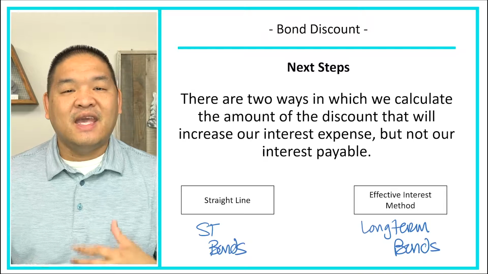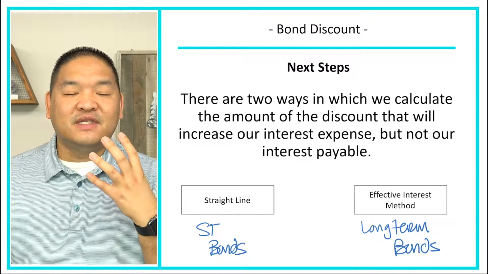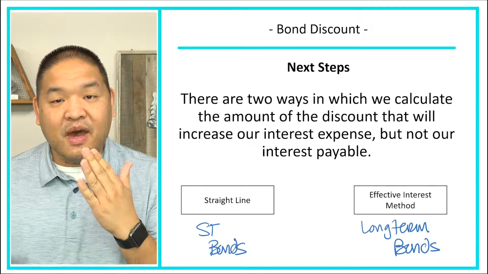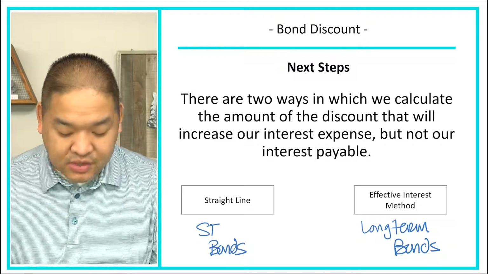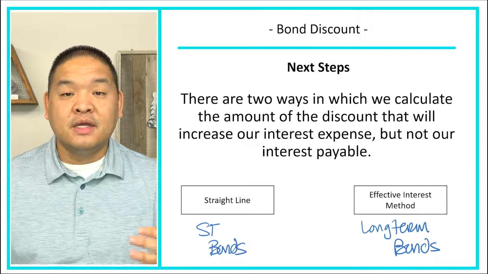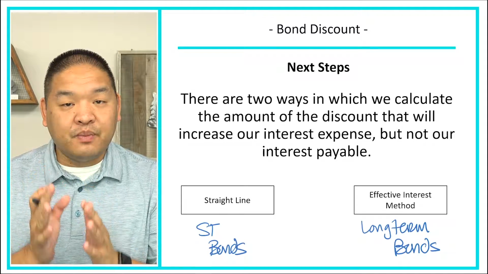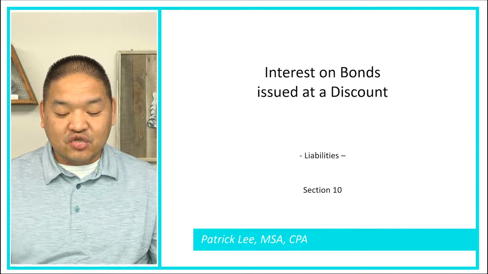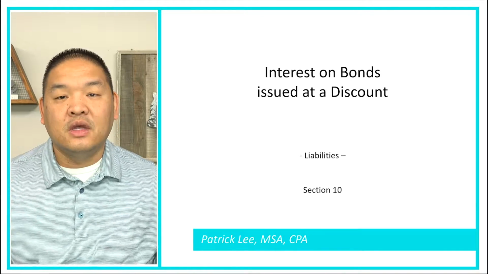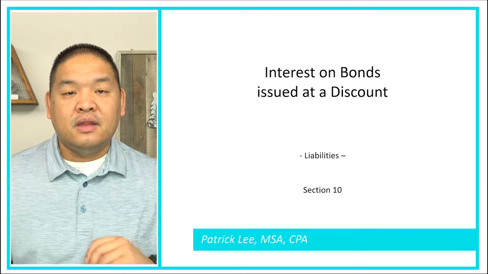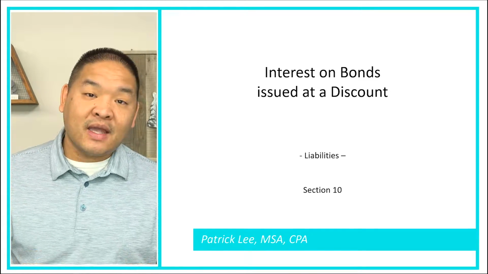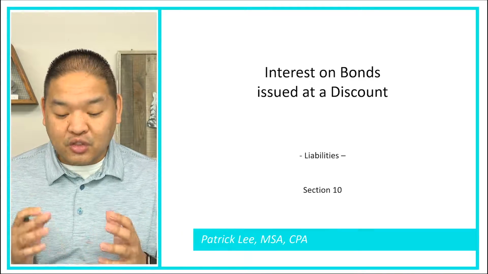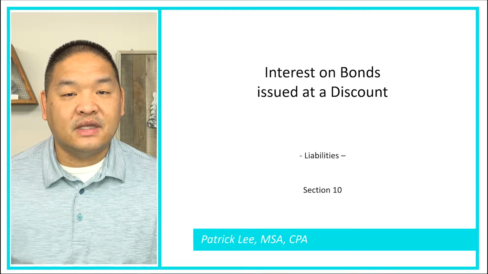What do we mean by immaterial? It doesn't change the decision-making process of the user of the financial statement. So we're talking maybe about a few bucks versus a few $1,000s on the effective interest method for a long-term bond. So we're going to show you how we do both of these for both a discount and a premium. So that is a look at interest on bonds issued at a discount. Again, it's very much like the premium. The only difference is now we're going to have to make up for that difference that we didn't collect when we first issued those bonds. So hope you enjoyed this lesson, and we'll see you in the next video.